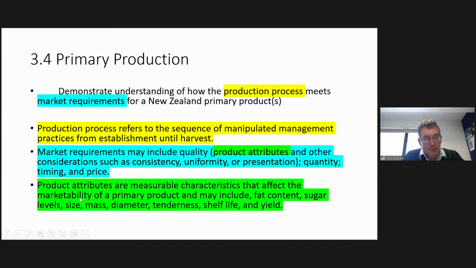If we are talking about product attributes, the key thing with them is they are measurable. So we don't produce apples, we produce apples of a particular count size. We don't produce nice lean pork. We've got pork which is fat depth, 7 to 9 mil, that sort of thing. And so all of these examples here, fat content, sugar levels, size, mass, diameter, tenderness, etc., they're all measurable. And use those measures in your answer. Really, really important.